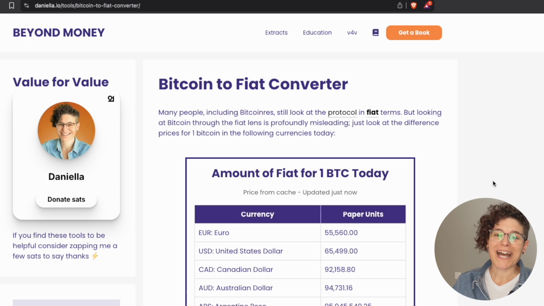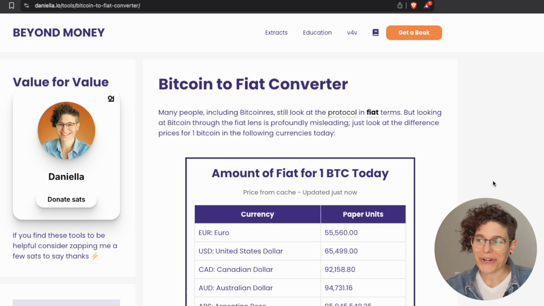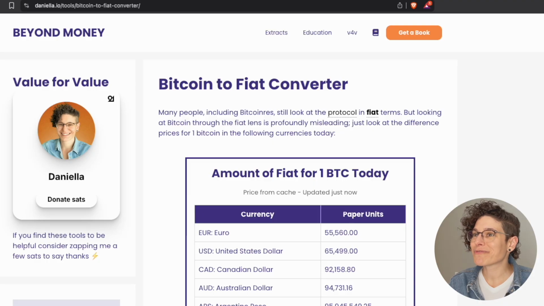And the Bitcoin to fiat converter, honestly, it's just to show how many ridiculous pieces of paper you need in fiat to be able to get one Bitcoin, depending on what currency you're using. So in euros, you need 55,000 pieces of paper essentially. But for the Argentine peso, you need almost 96 million. I don't know, it just seems ridiculous to me, and I think it's an interesting illustration of how fiat money is just printed to infinity. Just lots of pieces of paper.